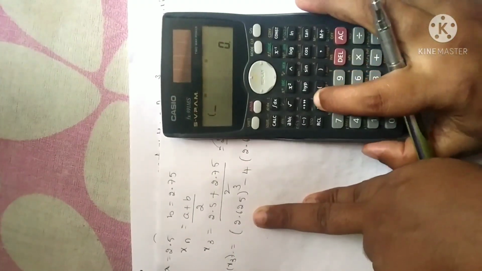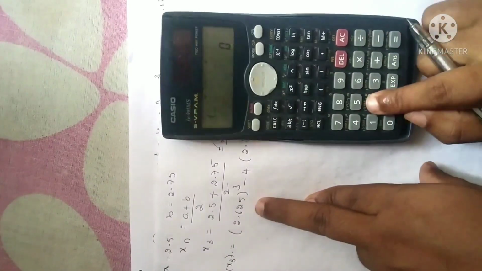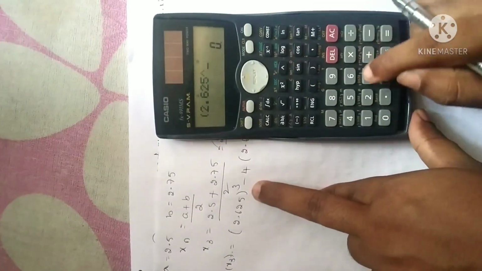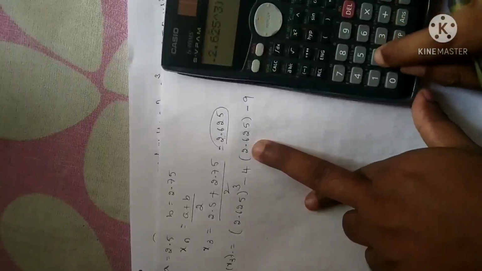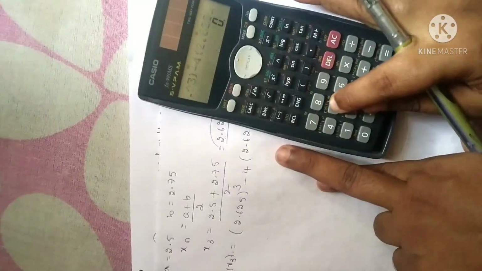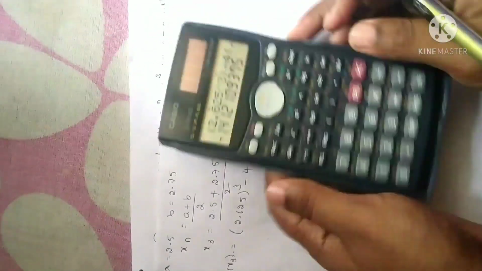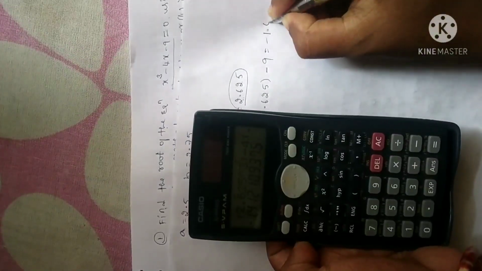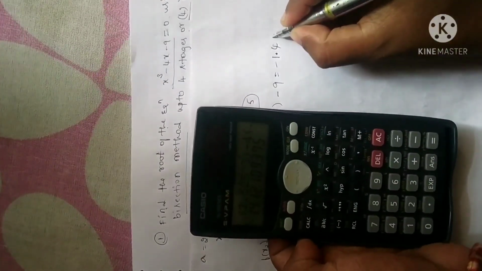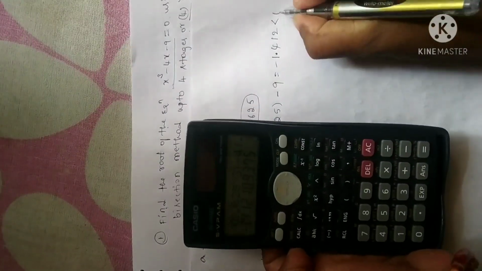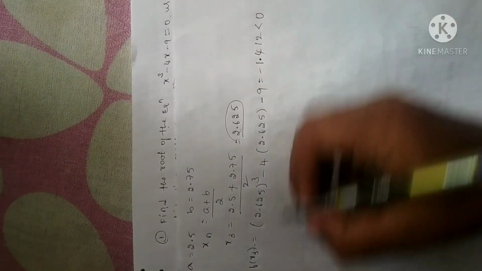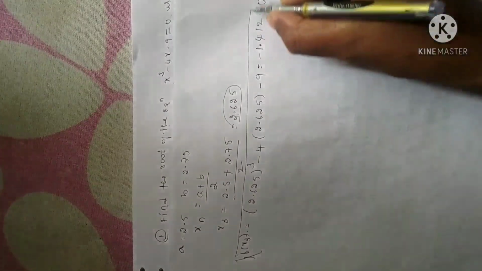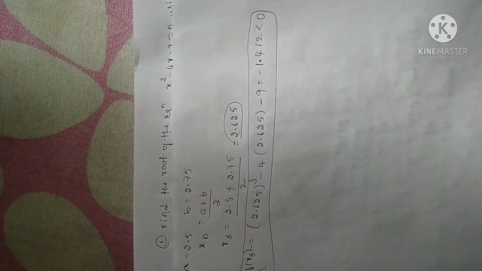See here. Since I have a cube, let me put a bracket for the expression. Bracket, 2.625 cube I have, so whole cap cube, close the bracket, minus 4 into 2.625 minus 9. So in one line I have the solution, minus 1.412. It is negative, so I can say less than 0. F of x3 is a minus value, it is less than 0. Let me put a box for that. So I have obtained the f of x3 value.